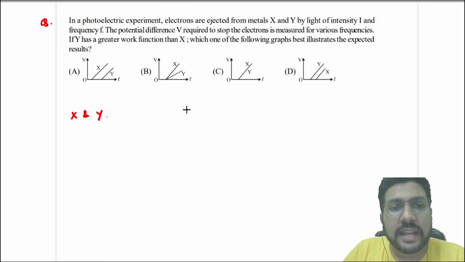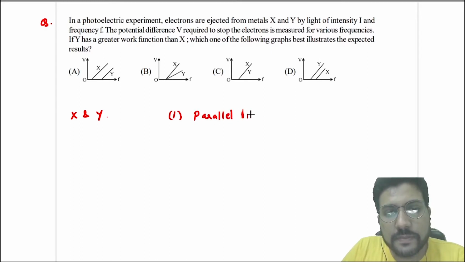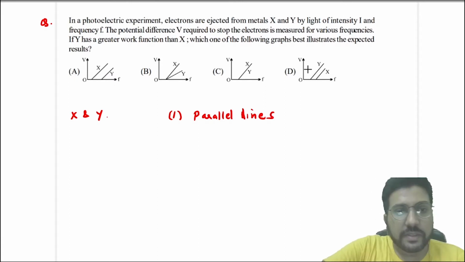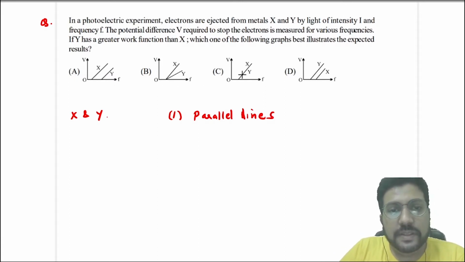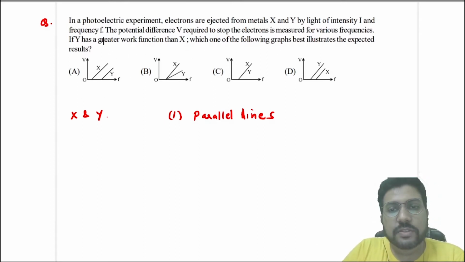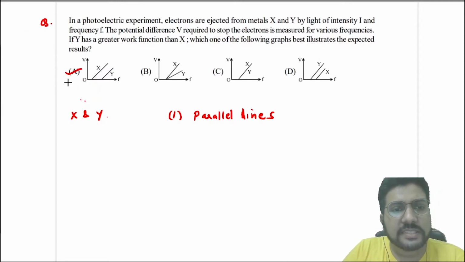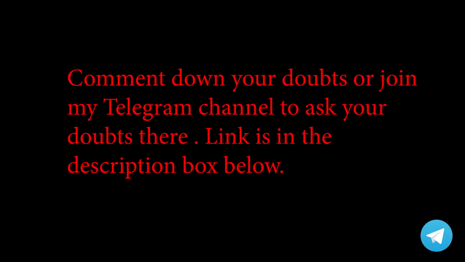So you know that, first of all, the lines are parallel. So definitely the answer will be A or D. Okay. Now it is given that the work function of Y is more. So if the work function of Y is more, clearly this Y intercept has to be more. Okay. So the correct answer will be A. Okay. We have already discussed this in class in great detail.